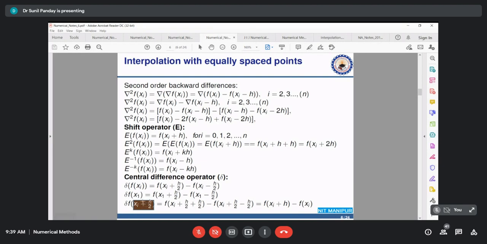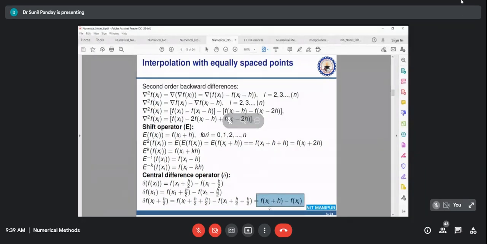This kind of value, we generally use the central difference operator. So if I apply it, this value as it is plus h by 2, this value as it is minus h by 2, as per the definition of the central difference operator, I will get this one. So here you can see again the central difference operator of this value is equal to f of xi plus h minus f of xi, and this is actually the forward difference of f of xi. So this central difference operator delta of f of xi plus h by 2 is equal to f of xi plus h minus f of xi.